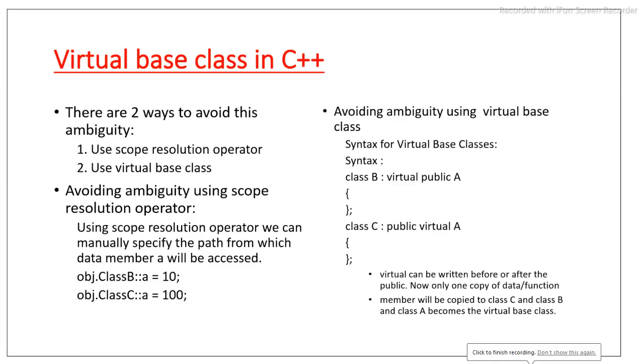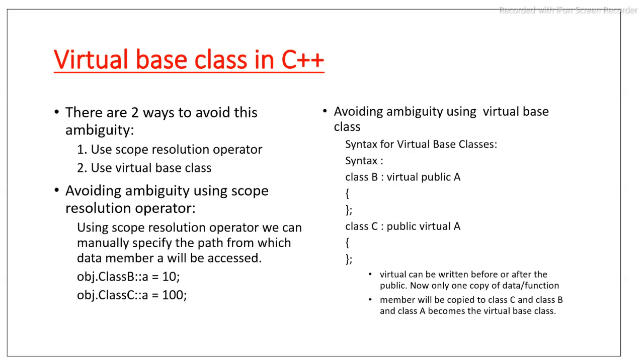In this video lecture, we will see how the ambiguity that occurs in multipath inheritance can be overcome. Basically, this ambiguity can be removed using two methods: one is using the scope resolution operator and the other is using a virtual base class.